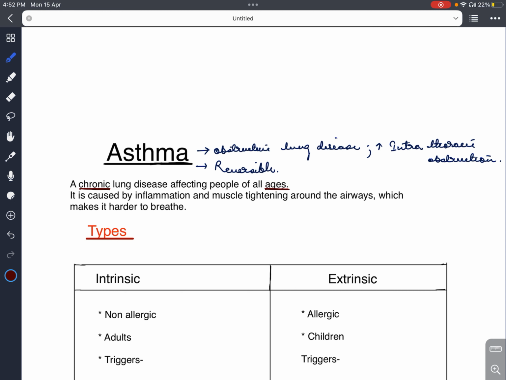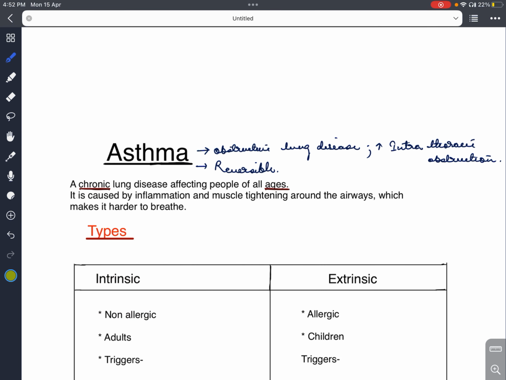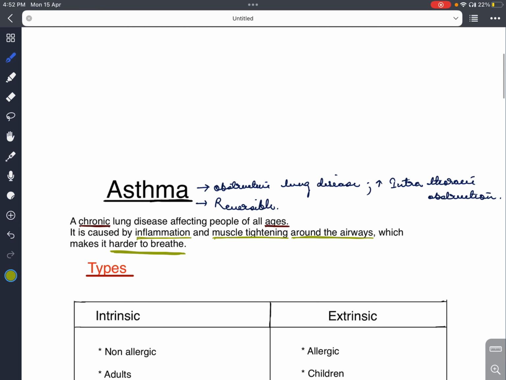Now, how is it caused? What actually occurs in asthma? In asthma, we basically have inflammation, and we have muscle tightening around the airways, which makes it difficult for the person to breathe. The person is not able to breathe properly. The person has shortness of breath in asthma. So, what are basically the types of asthma?